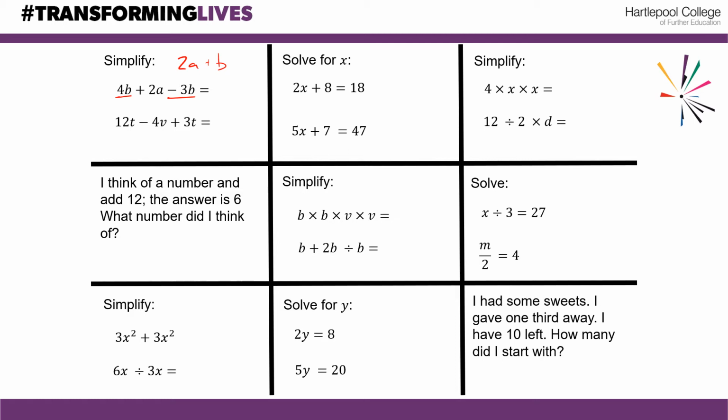Next up, 12t add 3t, so we're doing this one and that one, a total of 15t. Can't do anything with the minus 4v, so we just list that separately. So our answer is 15t minus 4v.